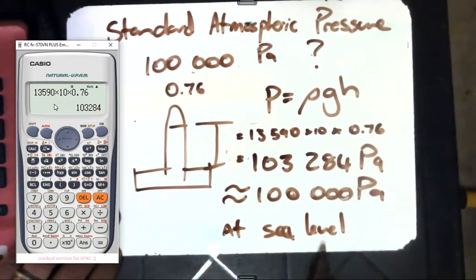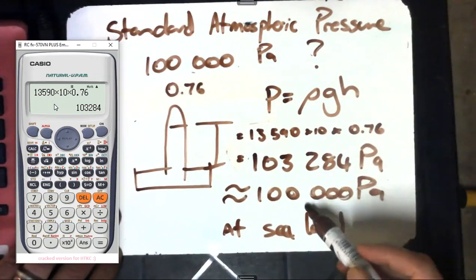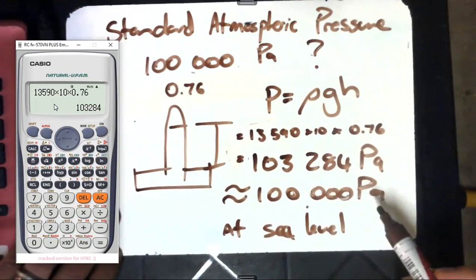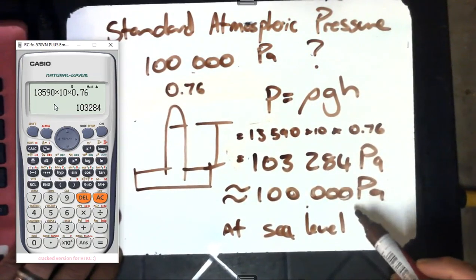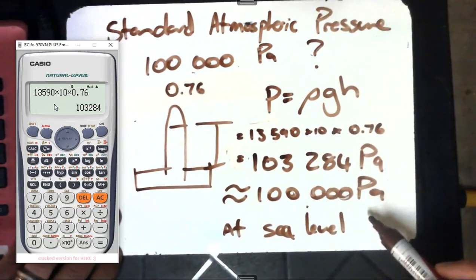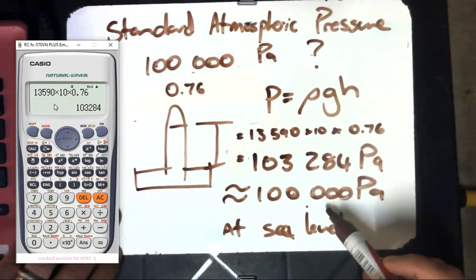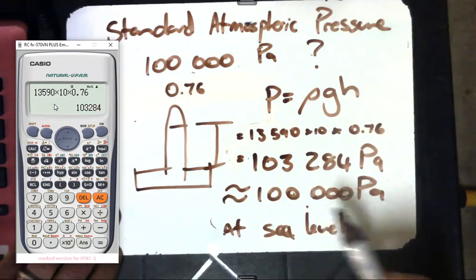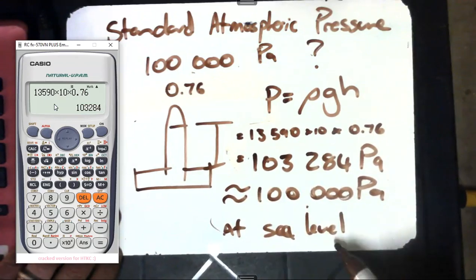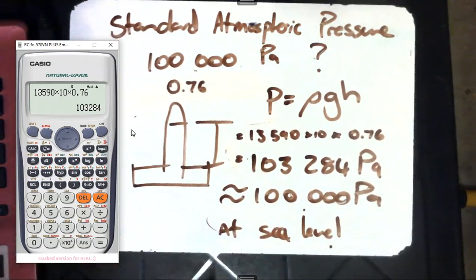Now if we go higher up, this decreases, and therefore at Mount Everest it's more difficult to breathe because there's less air, less air pressure pushing down. At sea level, that's the highest air pressure that we can get.